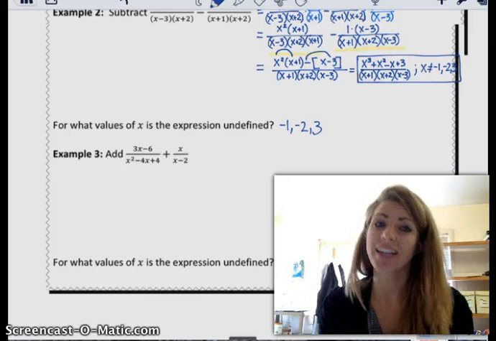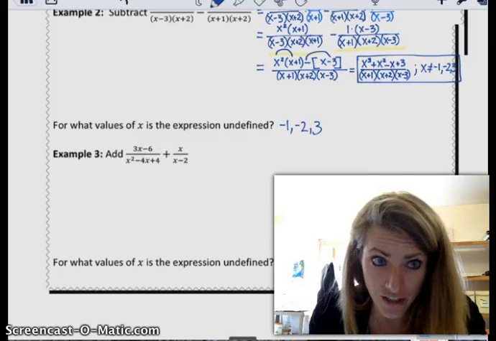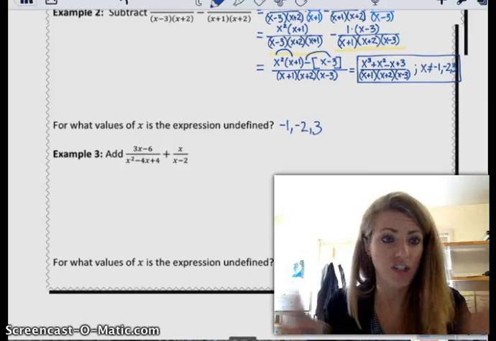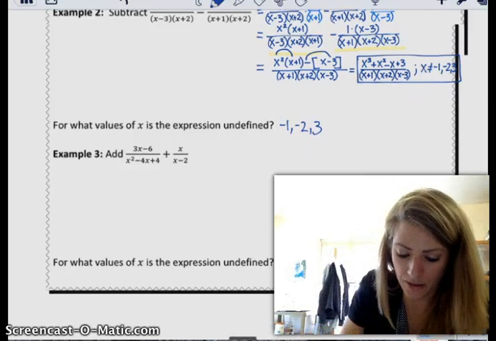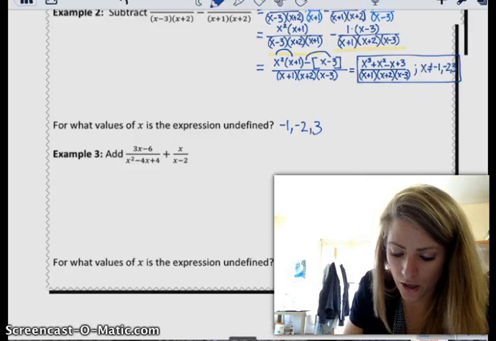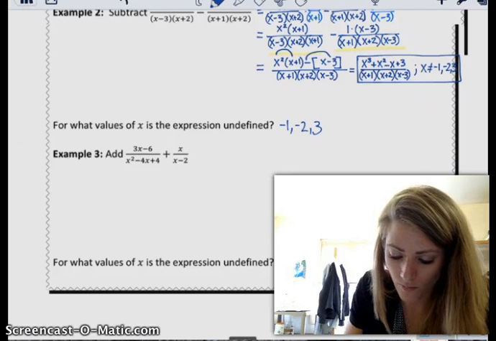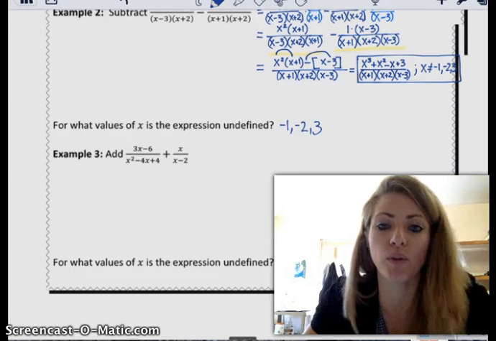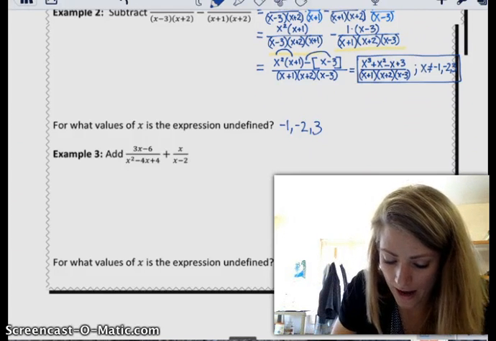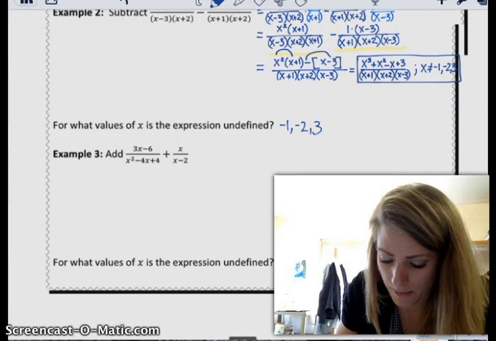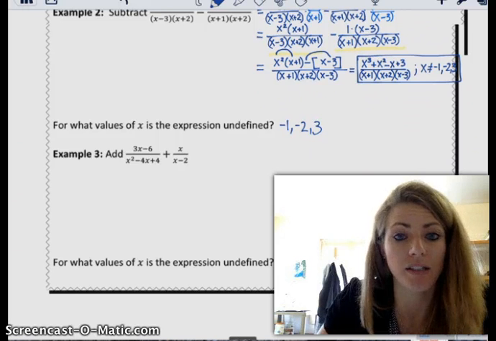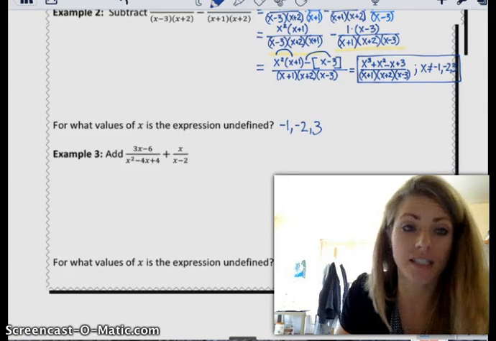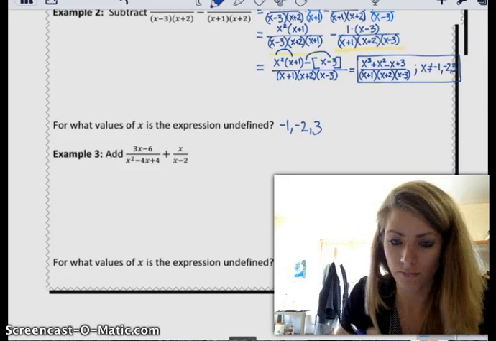So the problem with this one is that the denominator is not factored. So factor everything first. The numerator of the first fraction, 3x minus 6, you can pull out a 3. So that becomes 3 times (x minus 2). The denominator, x squared minus 4x plus 4, that factors to (x minus 2) times (x minus 2), right? Because -2 times -2 is +4, and -2 plus -2 is -4.